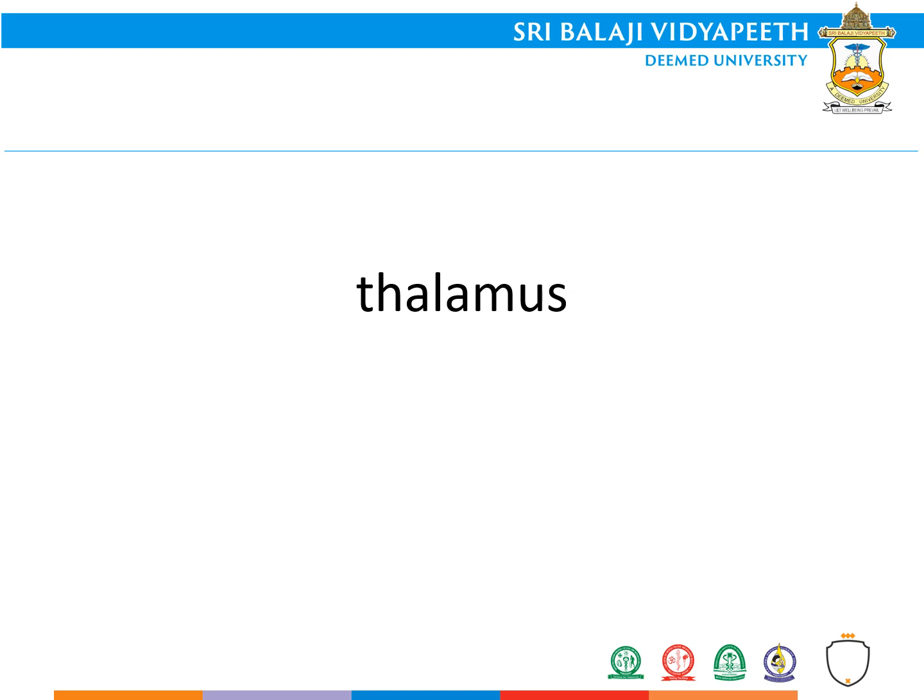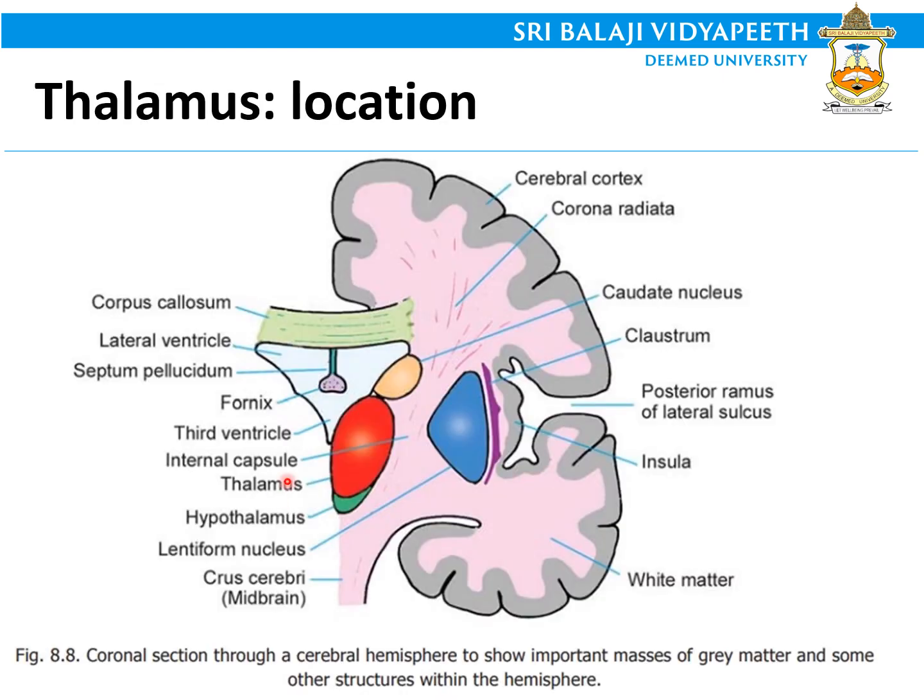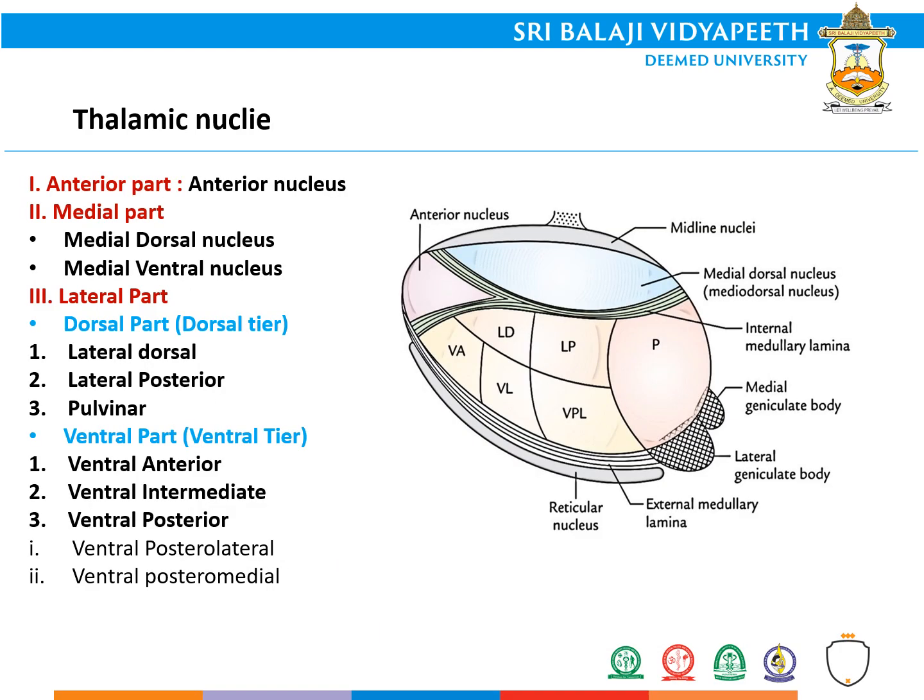So now we would go into the thalamus, which is located on either side of the third ventricle. The thalamic nuclei. The thalamus is divided by an internal medullary lamina into an anterior part, a medial part and a lateral part. The anterior part has a nucleus called the anterior nucleus, and the medial part has a nucleus called the medial dorsal nucleus and a medial ventral nucleus. The lateral part is further divided into a dorsal tier and a ventral tier.